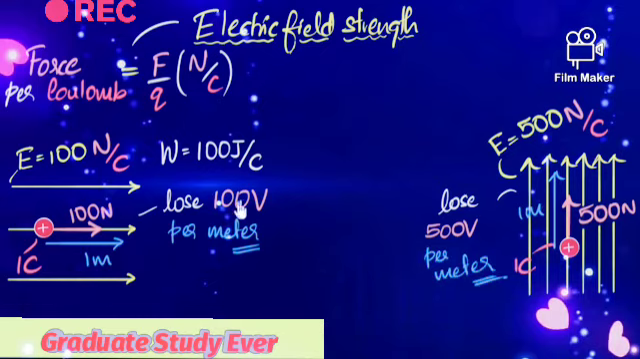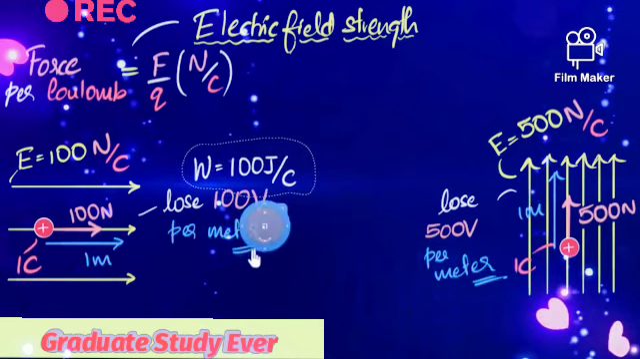And this is our new way, our new definition of electric field strength. So our electric field, this number is telling us how much potential gets dropped for every meter you go forward along the field. Okay, and so now let me move this a little down.